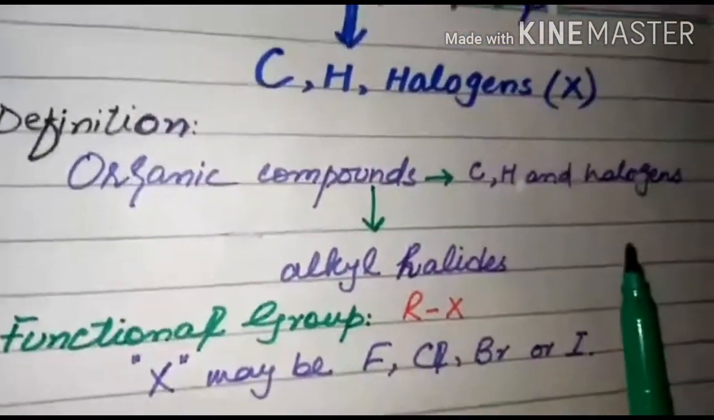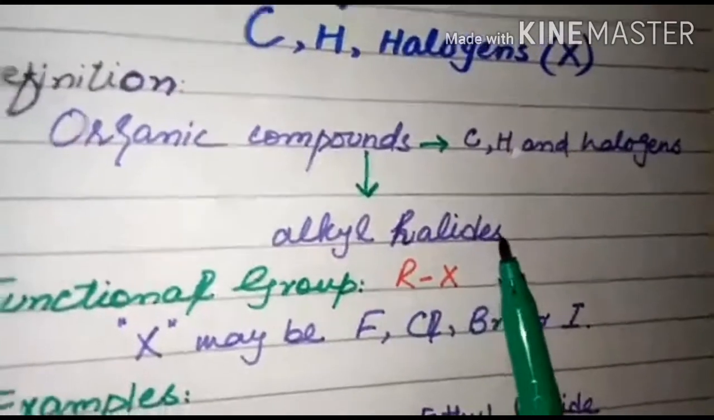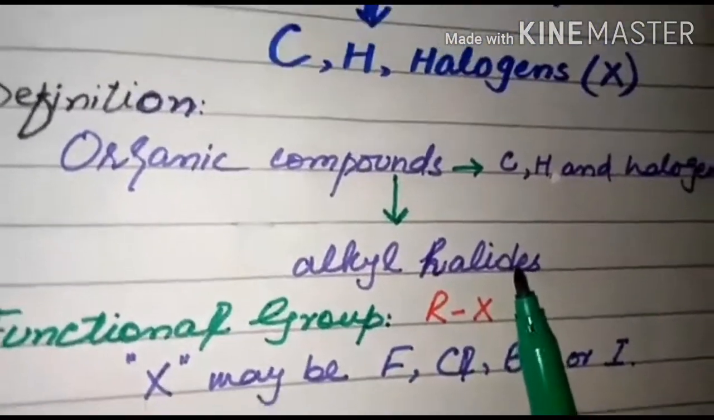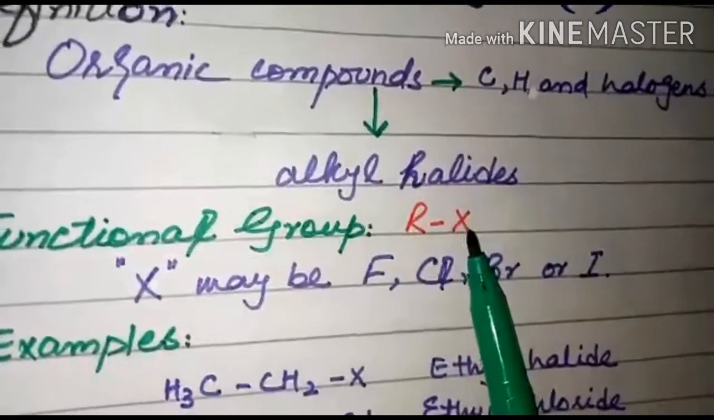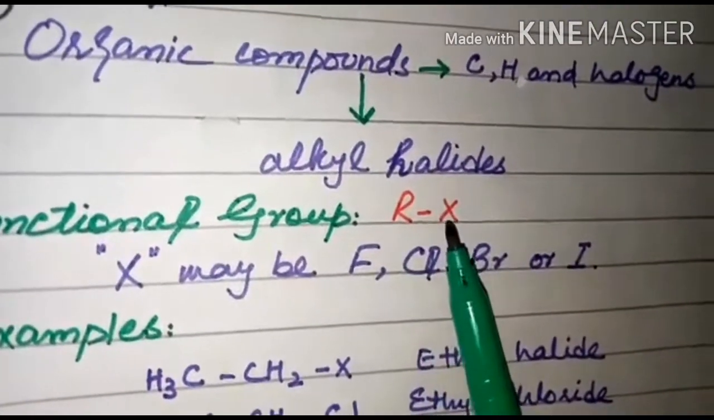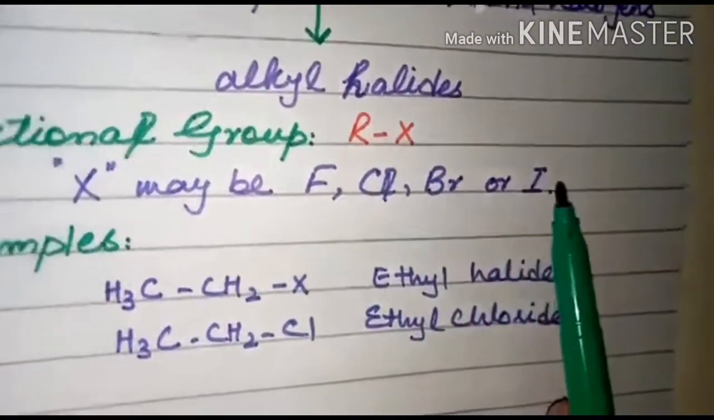So what group is formed of the organic compound? That is called alkyl halides. Halides for halogens. The functional group is RX, R for alkyl radicals, X for any halogen. The X may be fluorine, chlorine, bromine or iodine.